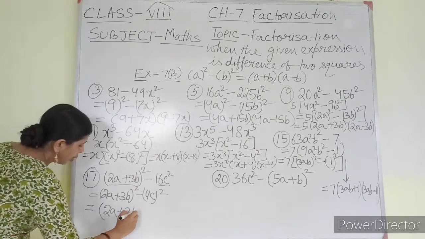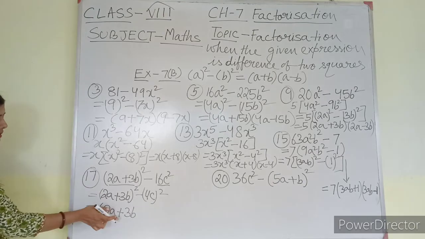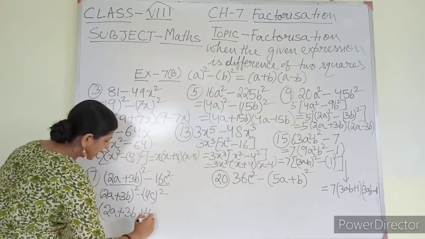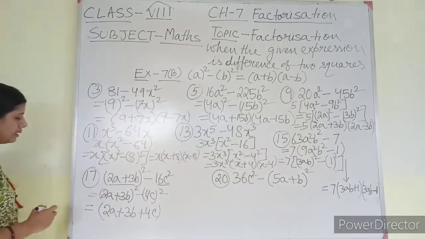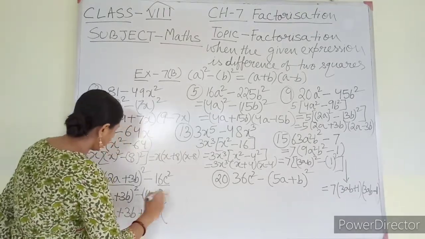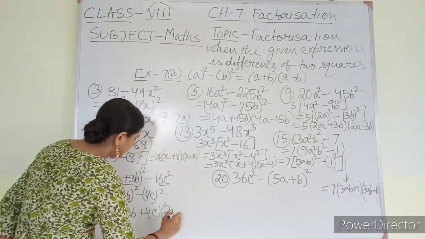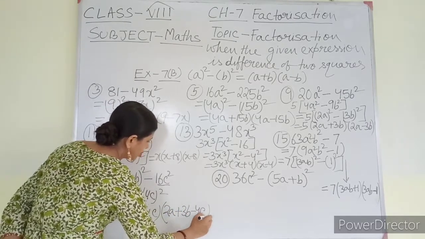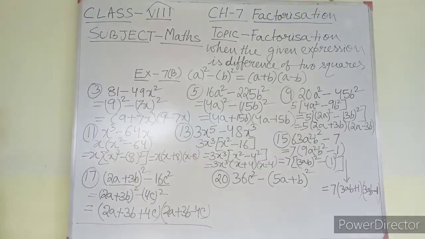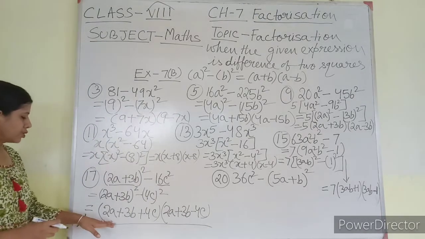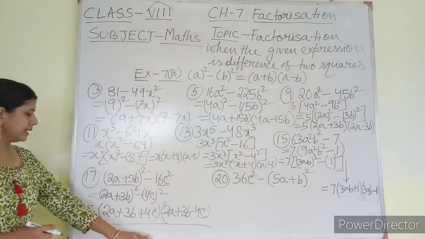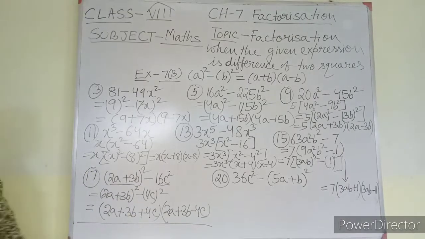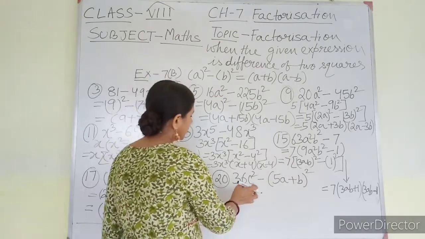A is this whole, 2a plus 3b. This is the whole a plus b, b means 4c, and again here a minus b. So you are getting 2a plus 3b minus 4c. These are the two factors. The factors are 2a plus 3b plus 4c, 2a plus 3b minus 4c. Got it? Now question number 20.